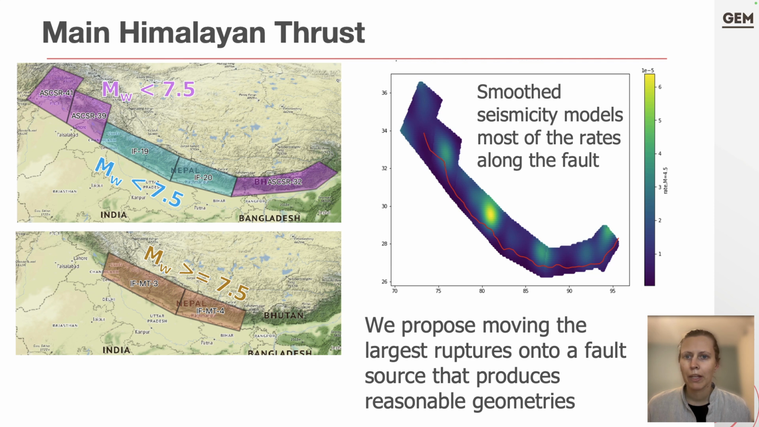So when we actually plotted the rates of the ruptures based on their hypocenters, the smooth seismicity models actually do place most of the rates along the fault where we would expect the surface of the fault to be. So what we propose is to move the largest ruptures onto a fault source rather than distributed seismicity, such that the ruptures are constrained to the fault source and therefore produce reasonable rupture geometries.